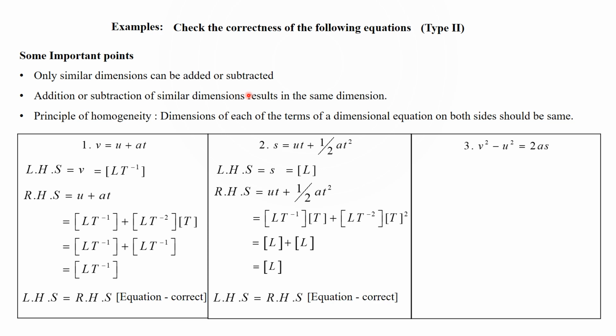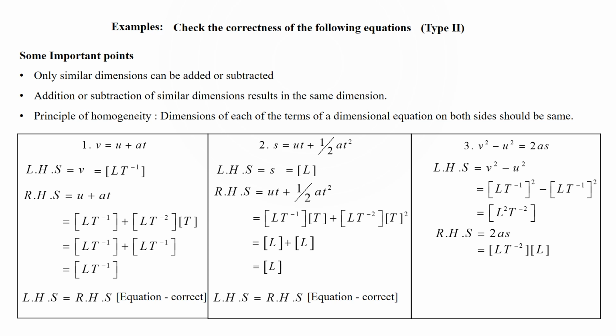The third one, v square minus u square is equal to 2as. LHS is v square minus u square. So it is (LT^-1) whole square minus (LT^-1) whole square. As I said, dimensions are not added or subtracted, they remain the same, so L^2T^-2. RHS is 2as. So 2 is a number, no dimension. a is LT^-2 and s is distance, so L. So it is L^2T^-2. LHS again equal to RHS, so this is again dimensionally correct.